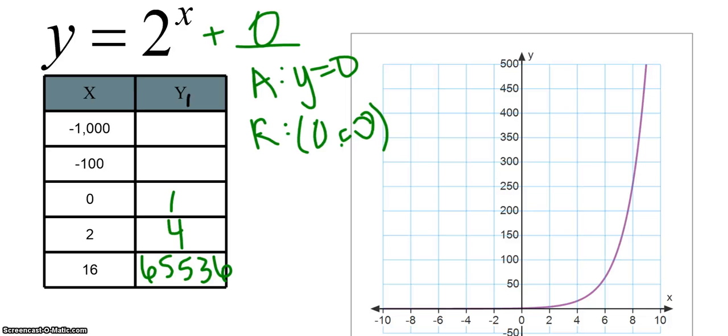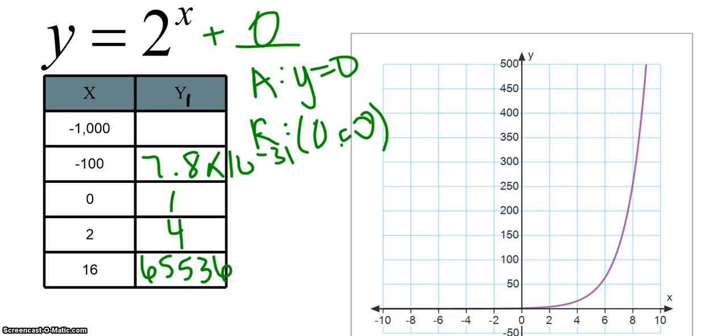So I'm going to hit second mode. Then I'm going to type in 2, hit my caret, then negative 100, and then hit enter. Now for this, I get 7.8 times 10 to the negative 31. So what this is saying is that I'm going to take my decimal point and move it to the left 31 times. So as we know, that's a really, really, really small number. And it's getting really close to 0, but it hasn't hit 0 yet.